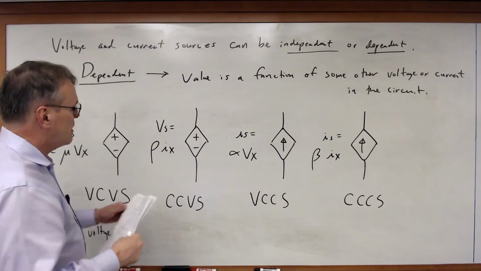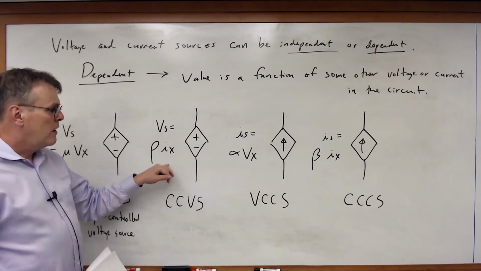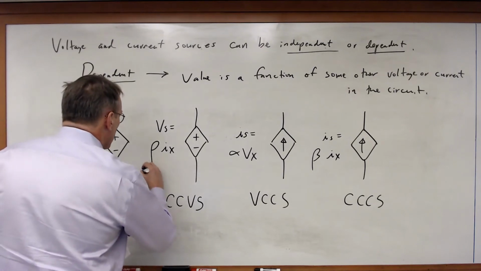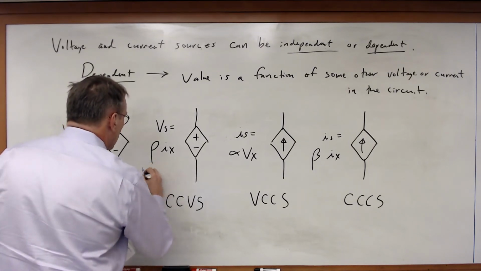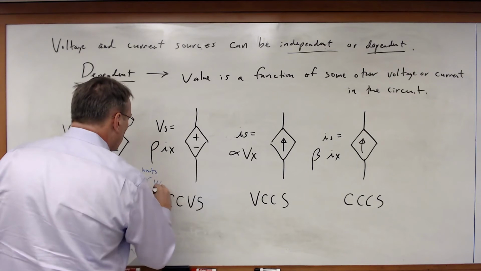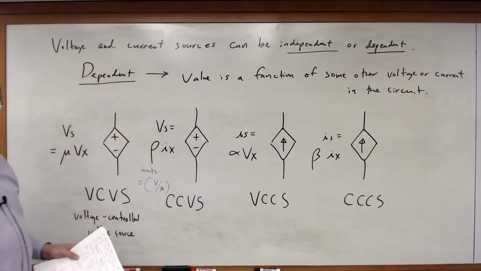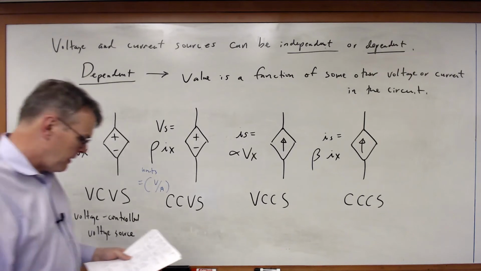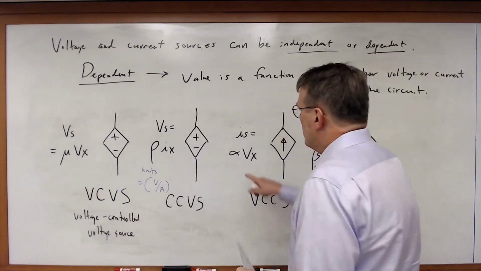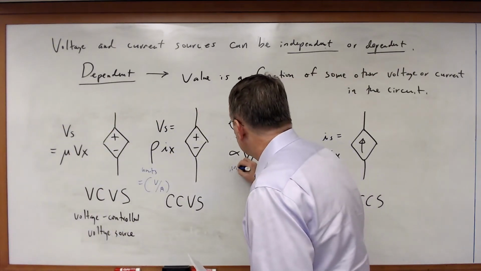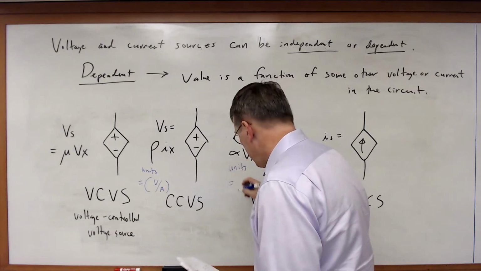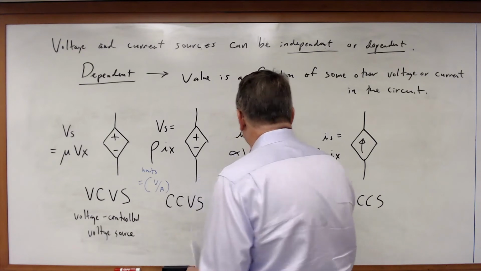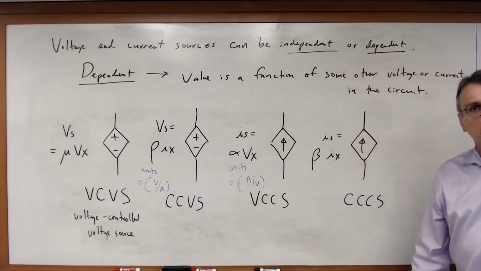Voltage is volts. Current is amps. So clearly, in order for this to work, for this row, the units of rho must be equal to volts per amp in order for the units to work out properly. Same thing over here. For this alpha, units must be equal to amps per volt in order to make the units work.